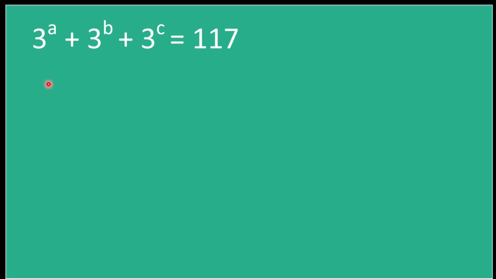Hello everyone. We have to solve this question for the values of a, b, and c, and the question is 3^a + 3^b + 3^c = 117. So let's start the solution of this question. First of all, we will multiply and divide the left side of the equation by 3^a.